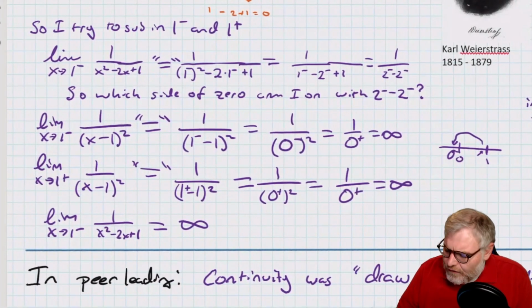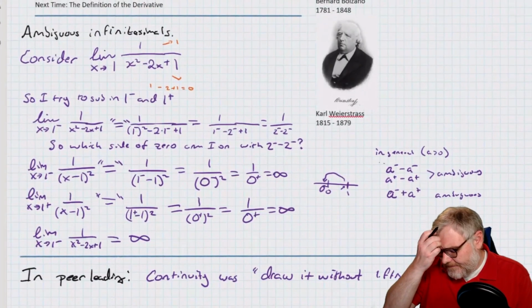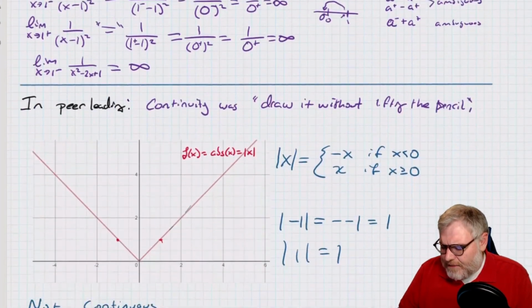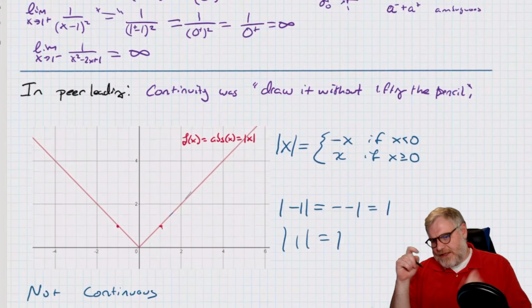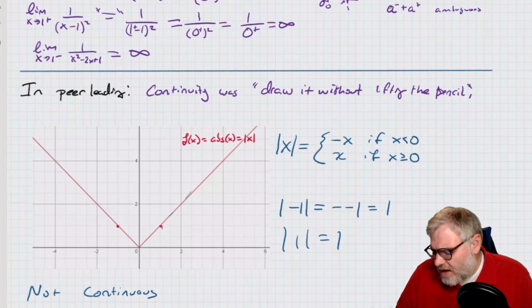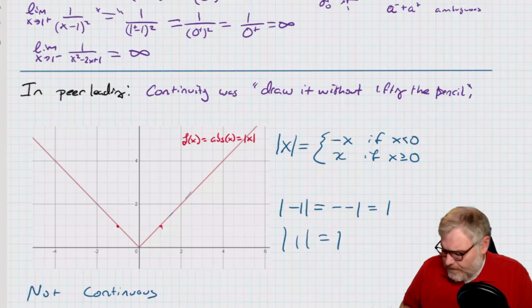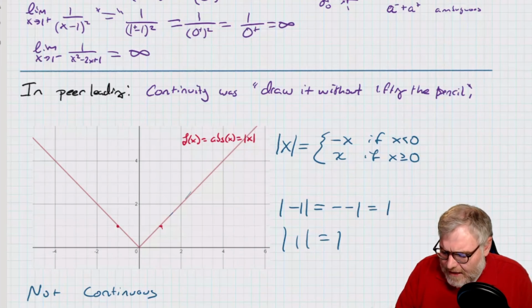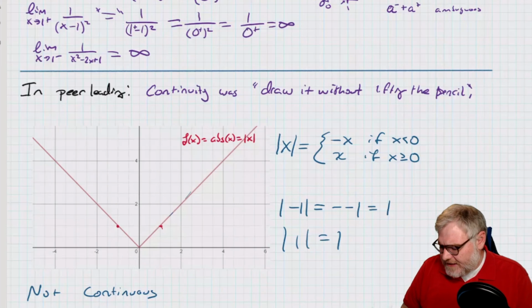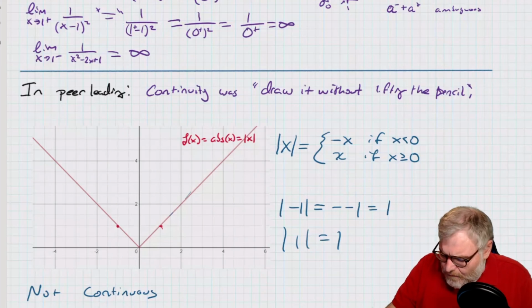Okay, so let's look at continuity then. In peer leading, continuity was draw it without lifting your pencil. The classic example we're going to be working with here is f of x equals the absolute value of x. Now, this right here is the definition of absolute value. And you're going to want that because this is going to be one of our key examples in the next lecture about something that is continuous but not differentiable. All right, so you're going to want this later.